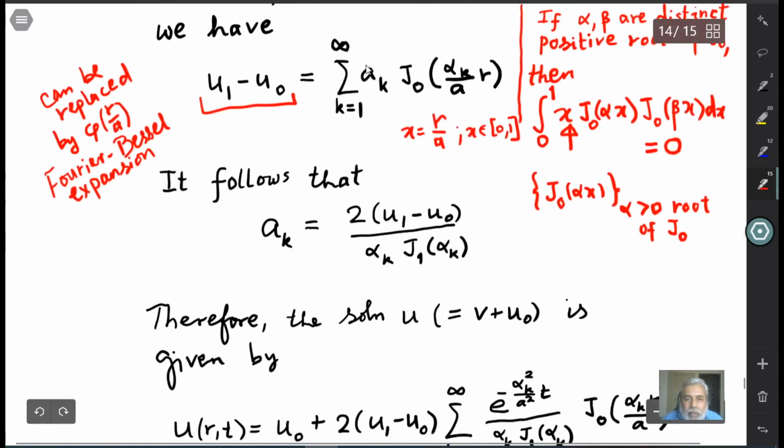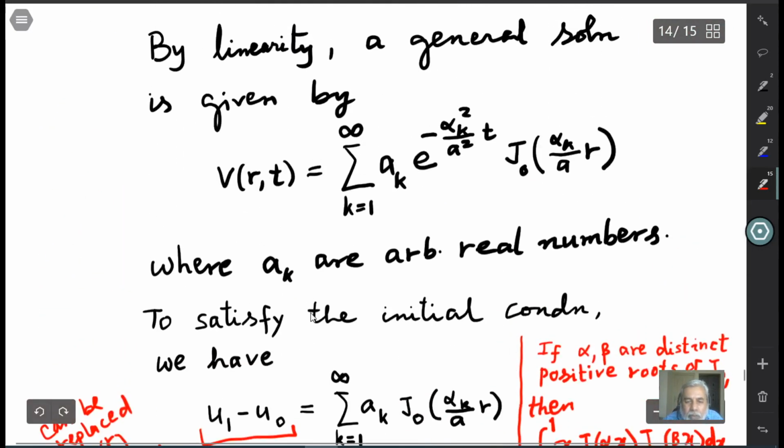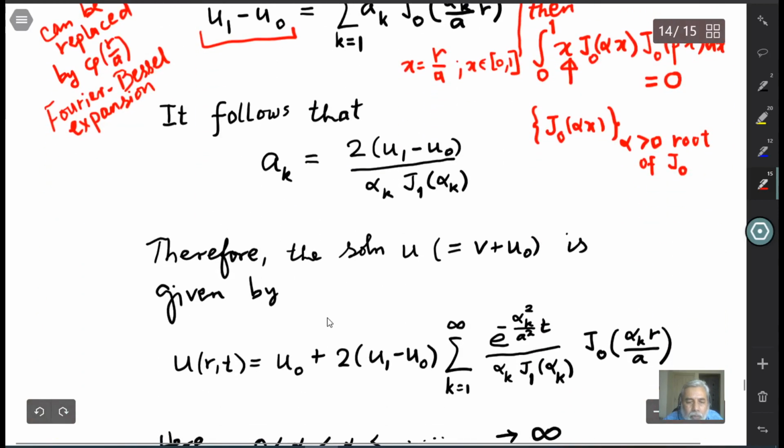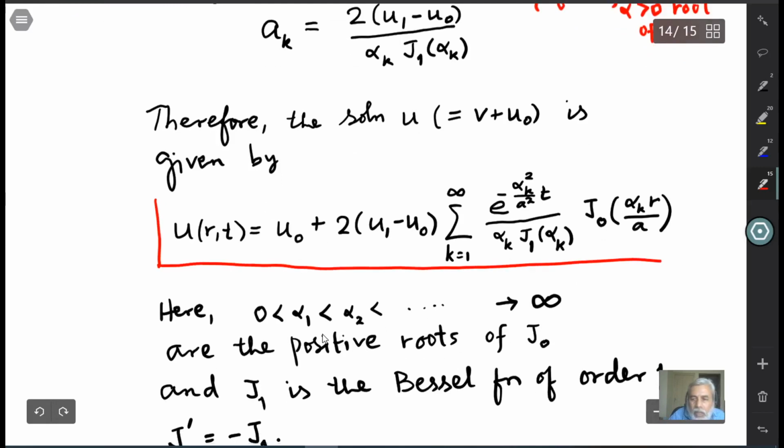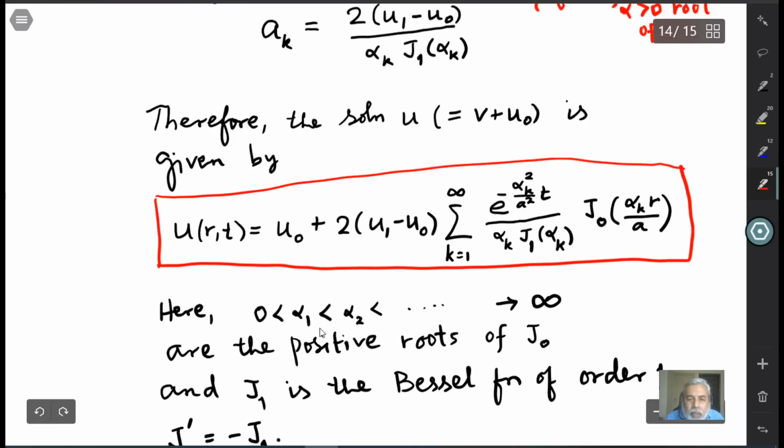So finally, we have the formula for all the AKs, and then the solution U. Remember, from U we went to V. So now U is equal to V plus U naught. We have got only V here, so we have to add U naught, and that is given by this, in explicit form.